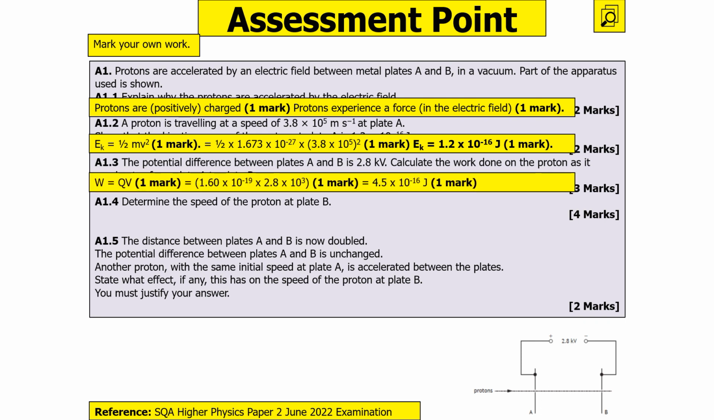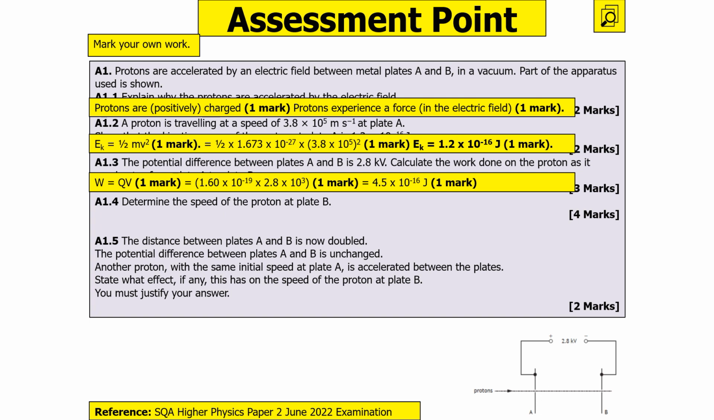Then this next question, the work done, is going to be the charge times by the potential difference. So you've got the charge of your proton, which is given to you on the equation sheet, 1.6 times 10 to the minus 19, times by the potential difference, 2.8 times 10 to the 3, because we don't work in kilovolts, we just work in volts. So therefore you get 4.5 times 10 to the minus 16 joules.